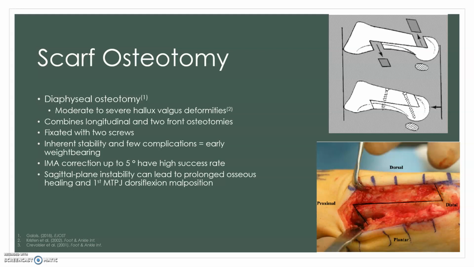One of the main complications with this procedure is that the sagittal plane instability can lead to prolonged osseous healing and potential malposition of the first MTPJ in dorsiflexion.